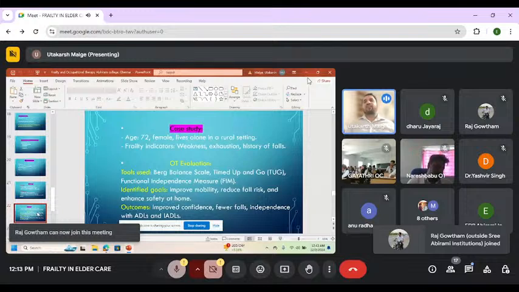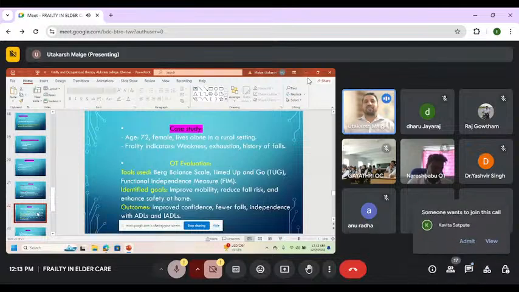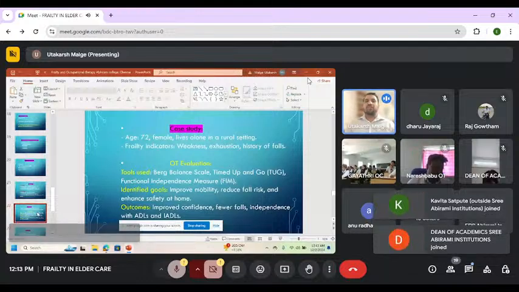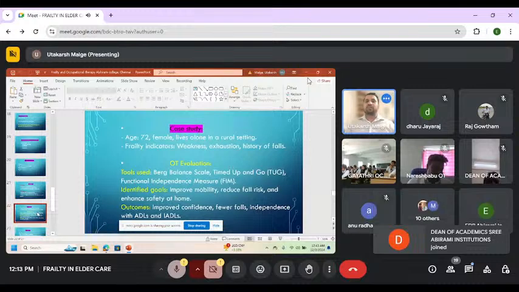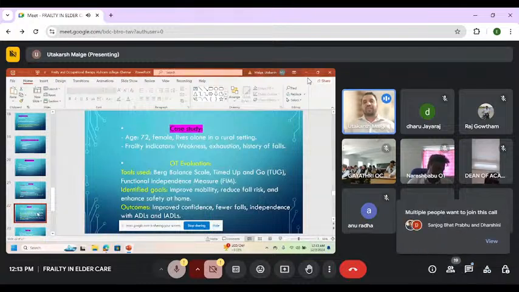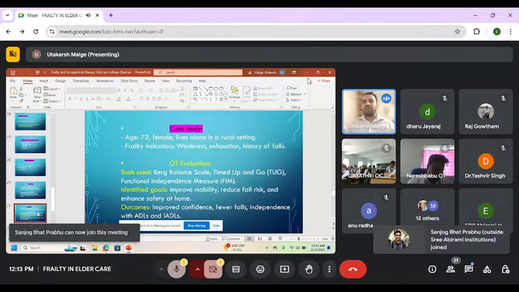So what are the OT evaluation areas now? Different OT tests you can use. We talked about the TUG test, the Functional Independence Measure, or even the Berg Balance test. Looking at the goals: improving mobility, reducing fall risk, enhancing safety at home, doing a home assessment, and recommending home adaptive equipment or home modifications. What are the outcomes for this client? Improved confidence, reduced falls, and independence with ADLs and IADLs.